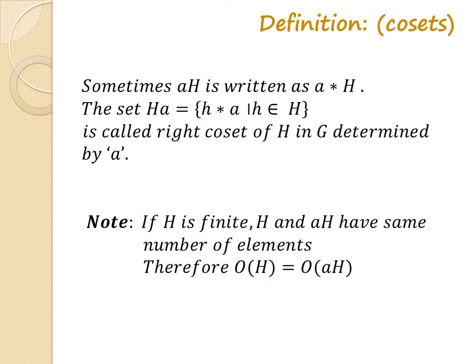Next, the set Ha is equal to h star a, such that h belongs to the subgroup H. We call this Ha the right coset of H in G. Which means a present on the left of H means left coset, and a on the right of H means right coset. Note, if H is finite, H and aH have the same number of elements, which we write as order of H is equal to order of aH. Order of H is nothing but the number of elements in H.